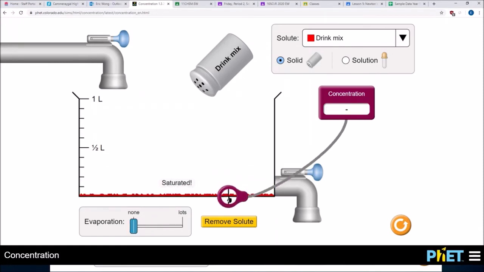Okay, and then we have a point called saturation. When a solution has reached saturation, that's when you actually start seeing the individual solutes coming back out again.